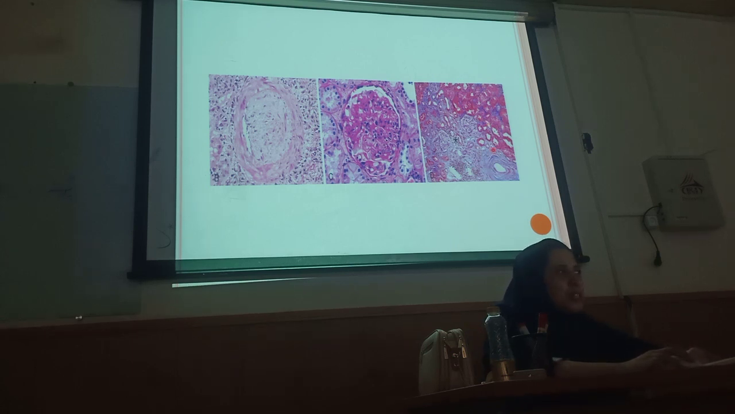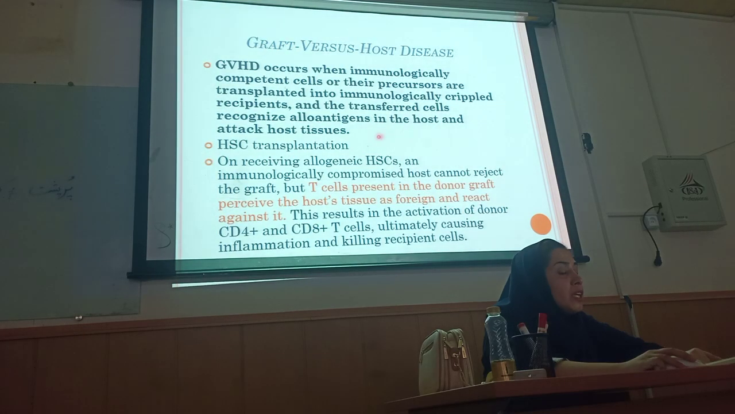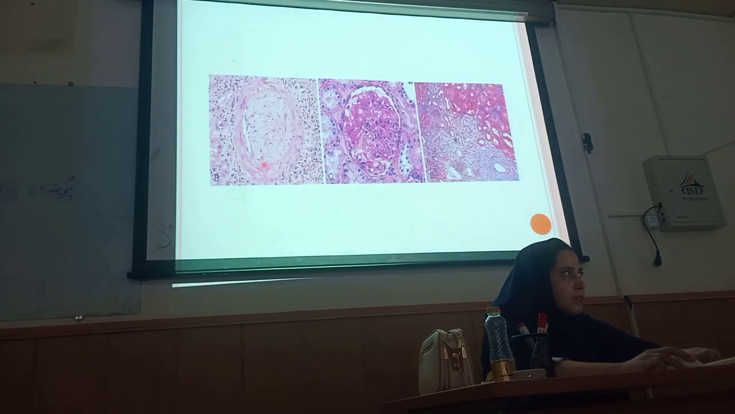What we see in this picture: this is the normal part, normal tubules, and these are the atrophic tubules. Atrophic tubules. And what do you see here? You see fibrosis. And there are changes of sclerosis, in vessels. This is the glomerulus. It affects all the parts.